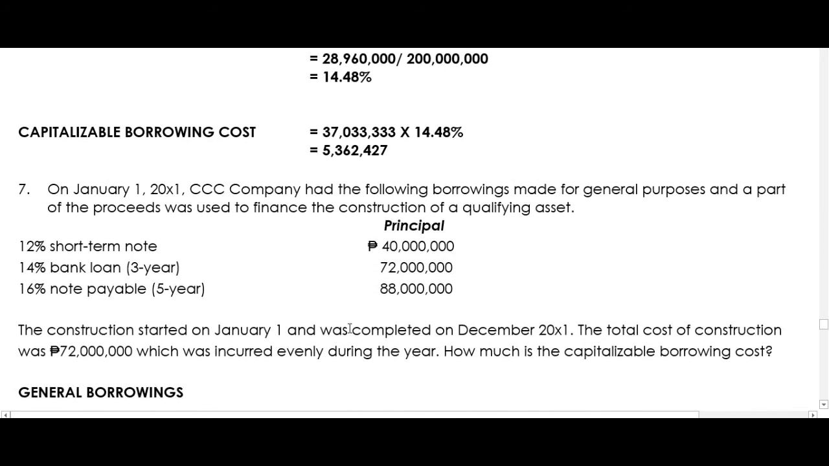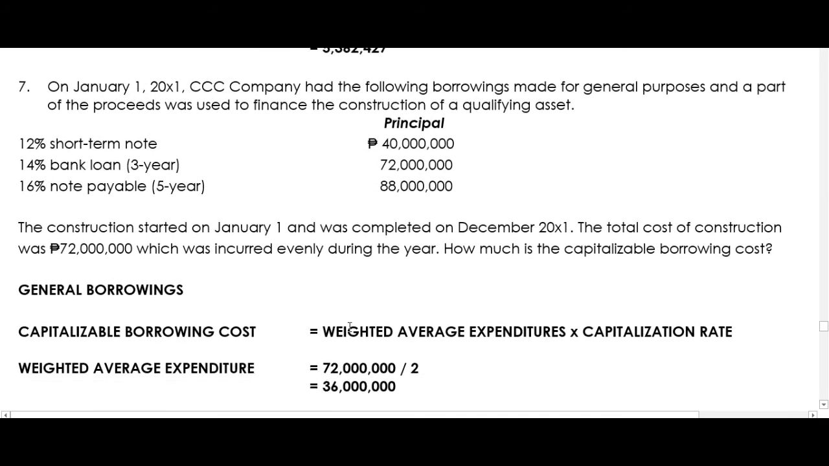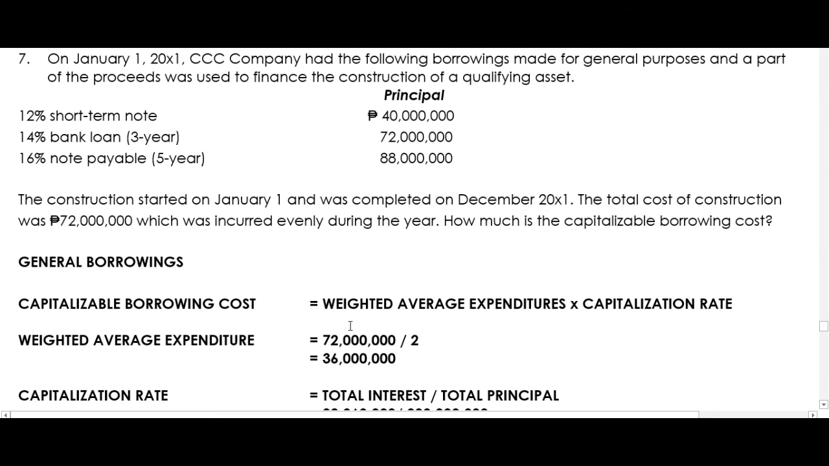Okay, so yun. Next, we go to number 7. Ano ang kwento ng number 7? On January 1, 20X1, CCC Company had the following borrowings made for general purposes ulit. And part of the proceeds was used to finance the construction of a qualifying asset. So same din lang, given pa rin yung same.